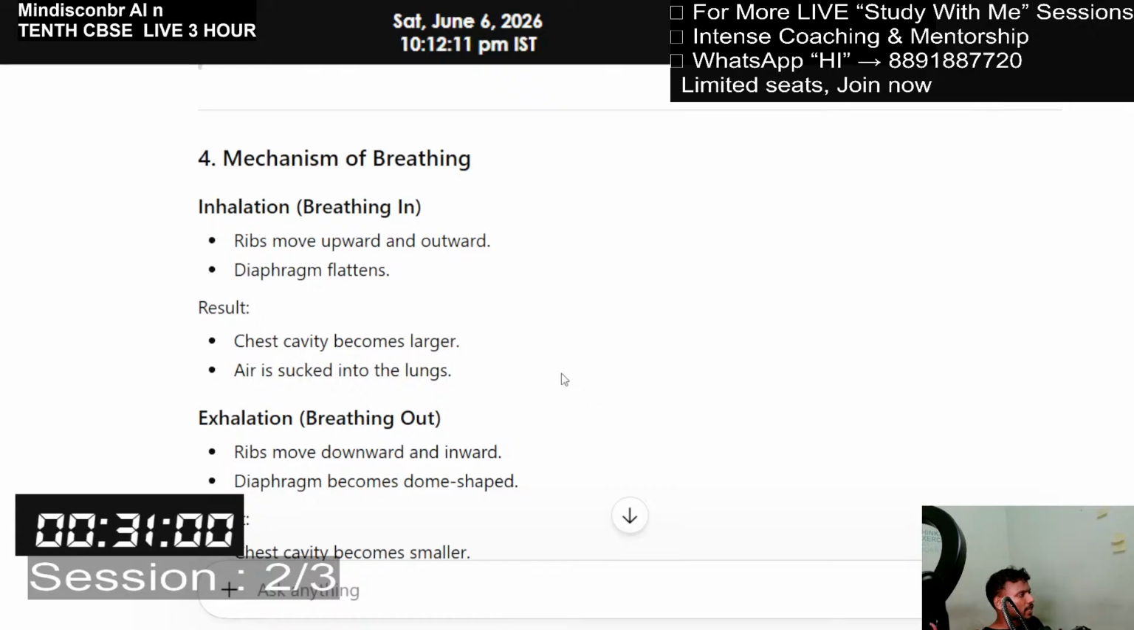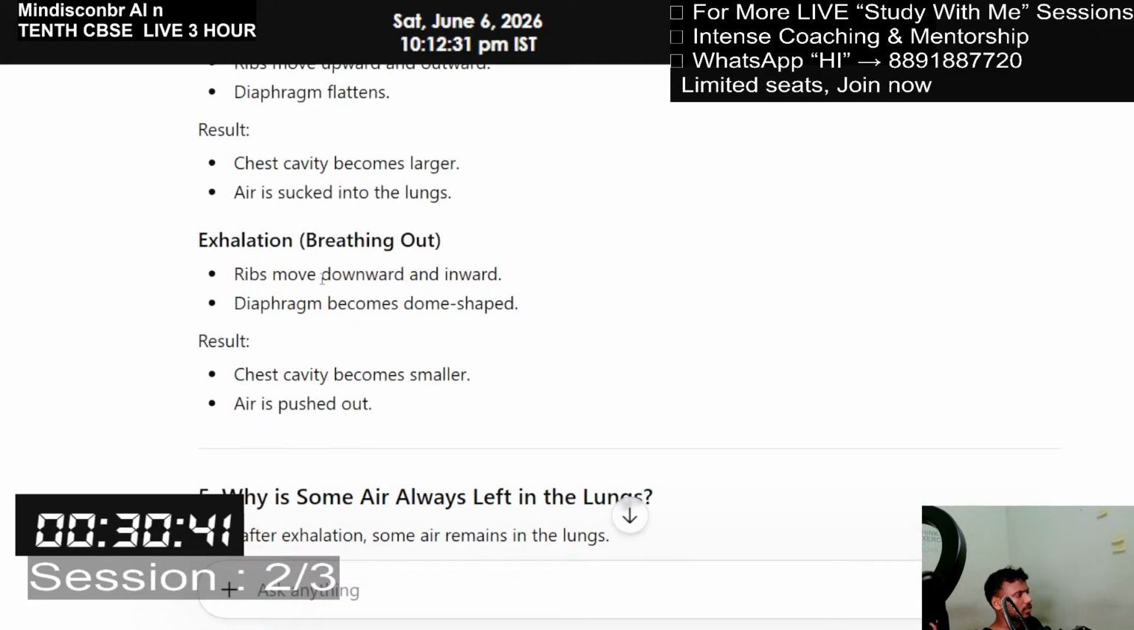Mechanism of breathing: inhalation, or breathing in. Ribs move upward and outward. Diaphragm flattens. Result: chest cavity becomes larger. Air is sucked into the lungs. Exhalation: breathing out. Ribs move downward and inward. Diaphragm becomes dome shaped. Result: chest cavity becomes smaller. Air is pushed out.